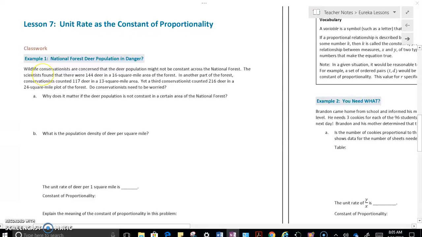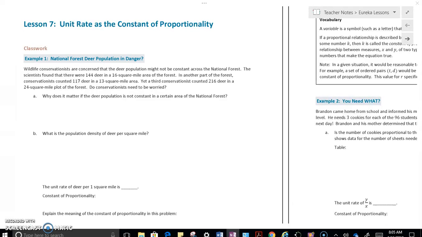It says the wildlife conservationists are concerned that the deer population might not be constant across the national forest. The scientists found that there were 144 deer in a 16 square mile area of the forest. In another part of the forest, conservationists counted 117 deer in a 13 square mile area. Yet a third conservationist counted 216 deer in a 24 square mile plot of forest. Do conservationists need to be worried?